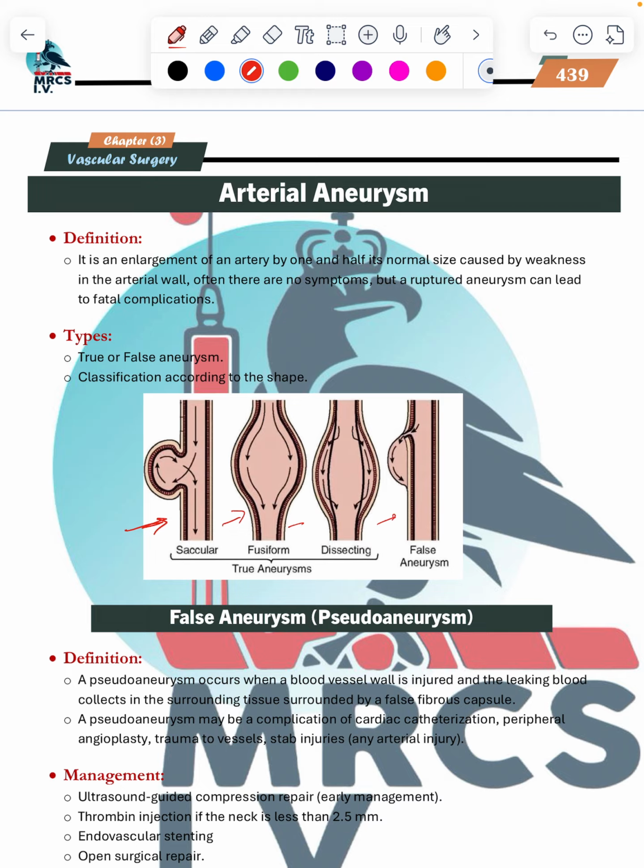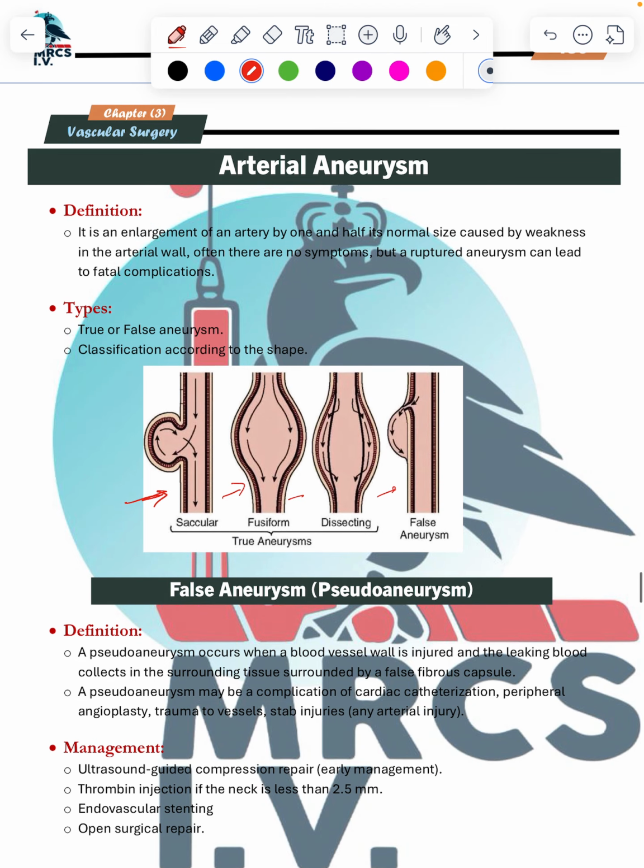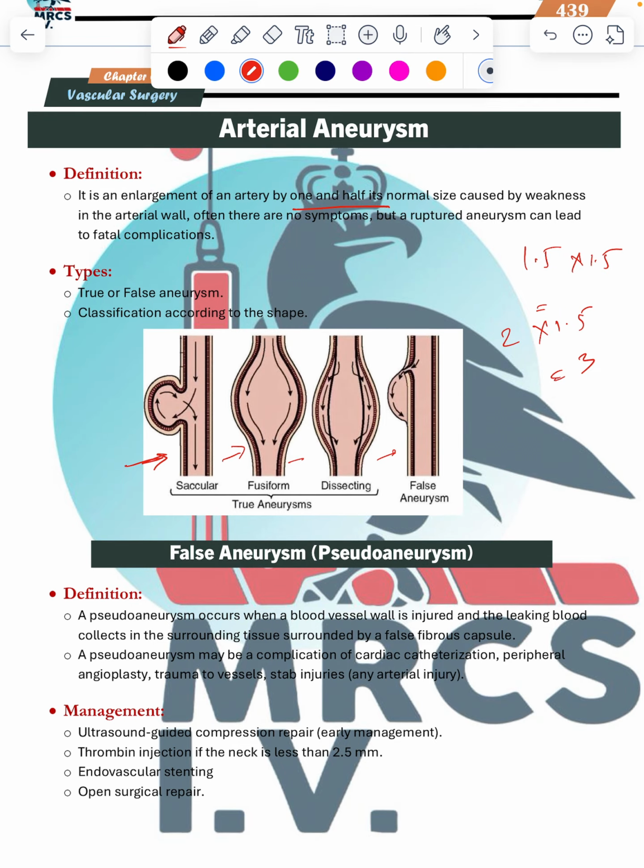It is enlargement of the artery from one end to the other. So 1.5 times the normal size. If it is 1.5 times the normal, it has to become 1.5 times into 1.5, so it will be around 2.25 centimeter. So if it is 2 centimeter, then 1.5 times it has to be 3 centimeter. So that is called an aneurysm. But a ruptured aneurysm can lead to fatal complications.